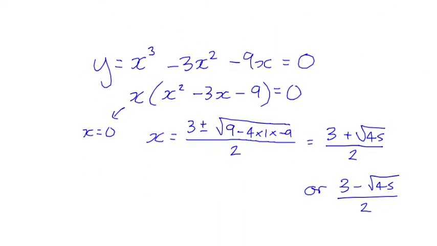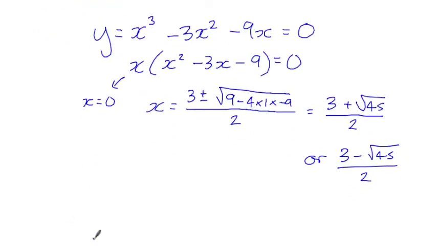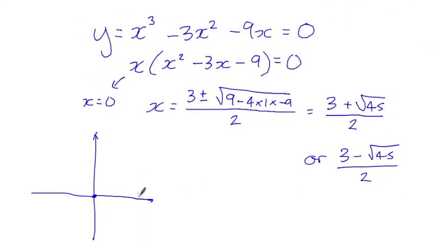So that's the point where it crosses the x-axis, and they now want us to sketch the curve. So we know it crosses at 0, and then let's see what those actual numbers are. 3 plus root 45 divided by 2 is about 4.85. So we know it's going to cross after the minimum, and we know it's got a minimum about here. And it's also got a maximum somewhere before, and then it crosses somewhere before that. So your curve should look something like that.